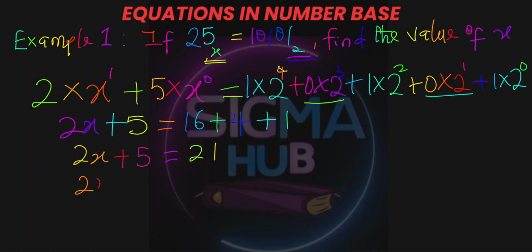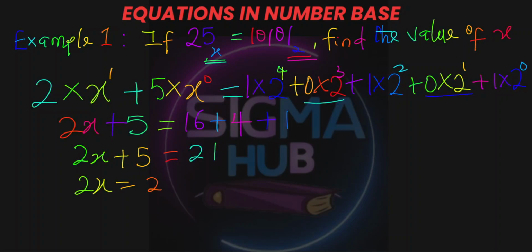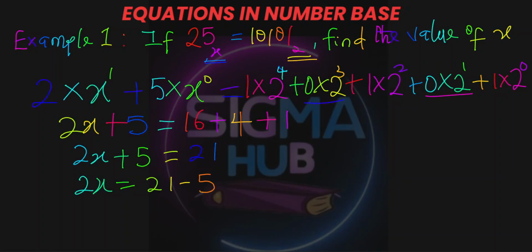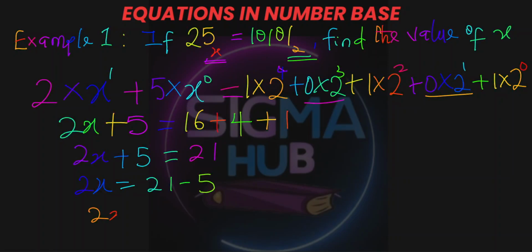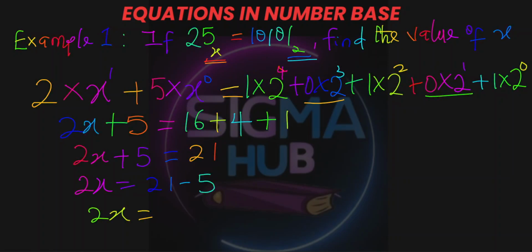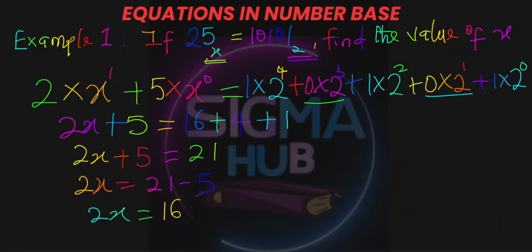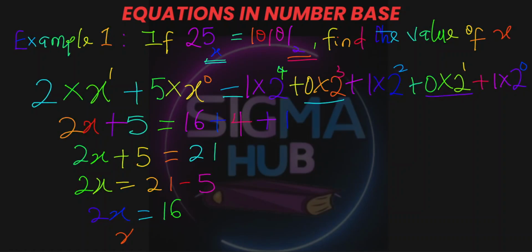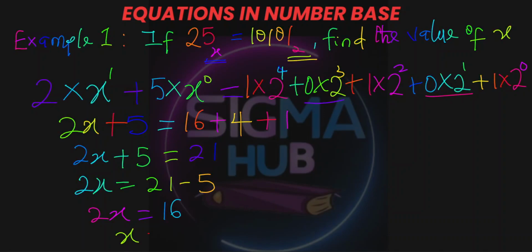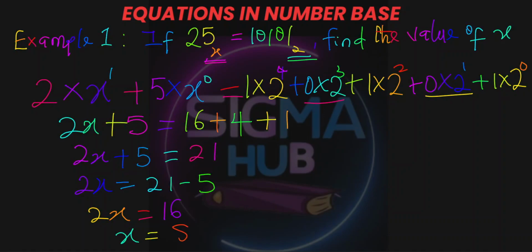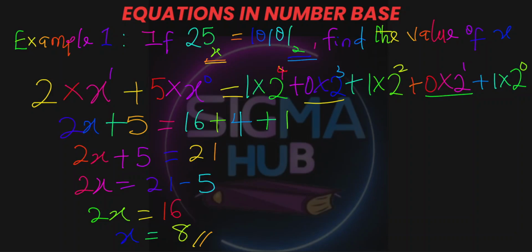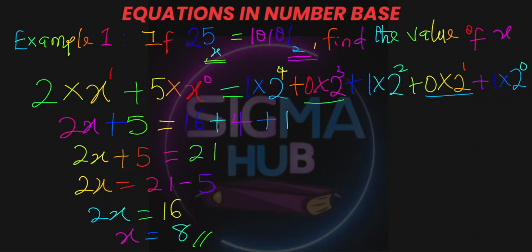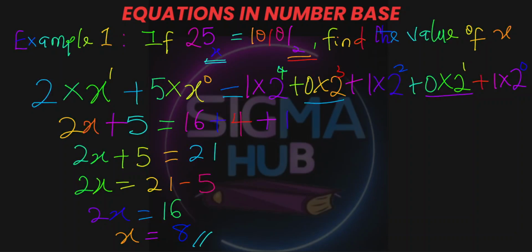So we have 2x is equal to 21 minus 5, so 2x is equal to 16. Divide both sides by 2, so we have that x equals 8. So x is 8. This is how you go about it.